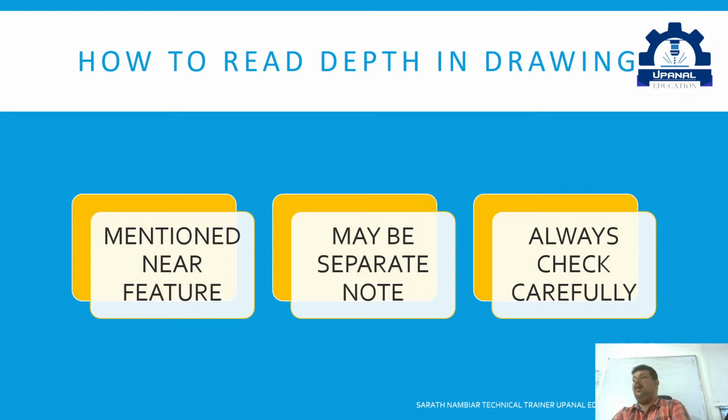Now, how do we find the depth in the drawing? Depth is usually mentioned near the feature, sometimes directly near the hole, sometimes as a note. So whenever you see a hole or pocket, don't stop at X and Y, always ask what is the depth. Because missing depth means incomplete understanding. And in machining, incomplete understanding always leads to mistakes.